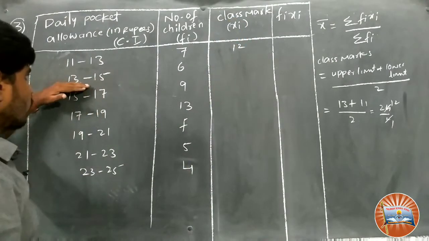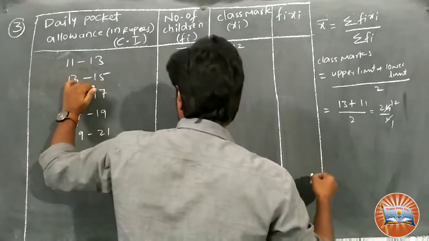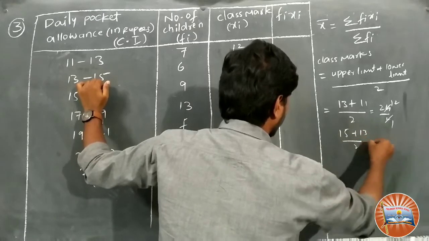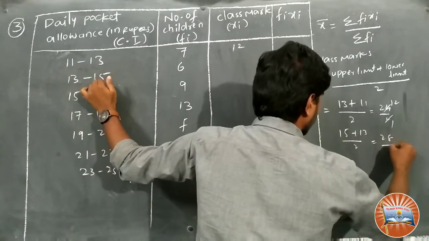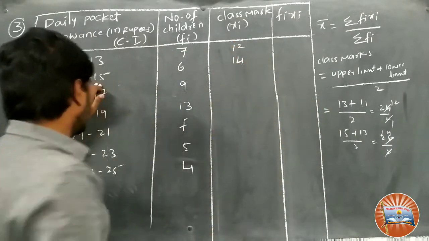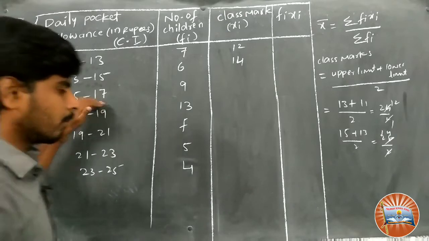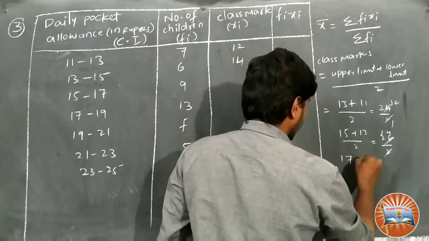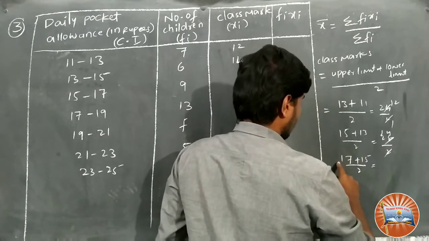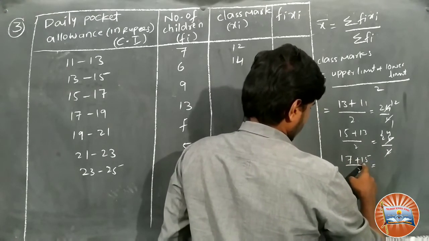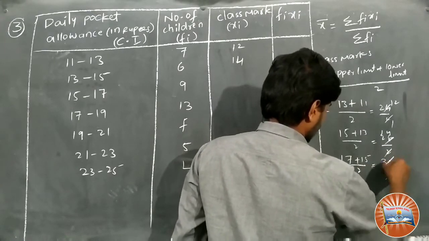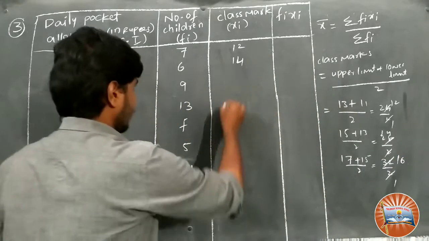Next, 13 and 15. 15 plus 13 by 2, 28 by 2, 2 fourteens are 28. So here it is 14. Next, 15 plus 17 by 2, nothing but 32 by 2, 2 sixteens are 32. So it is 16.